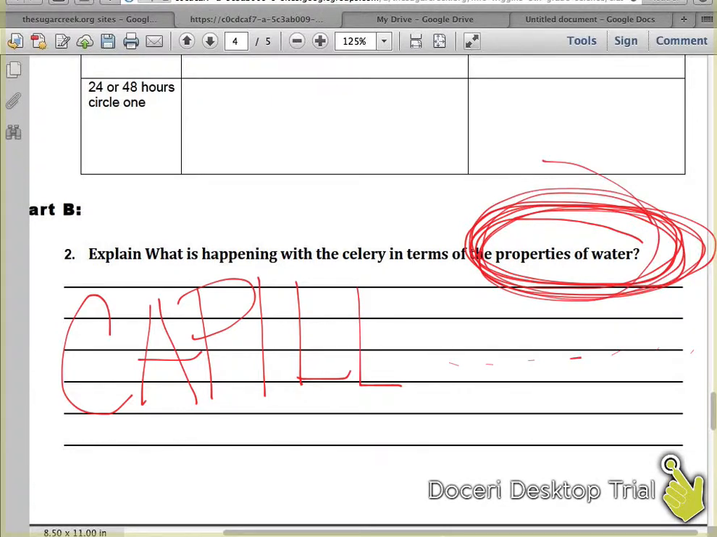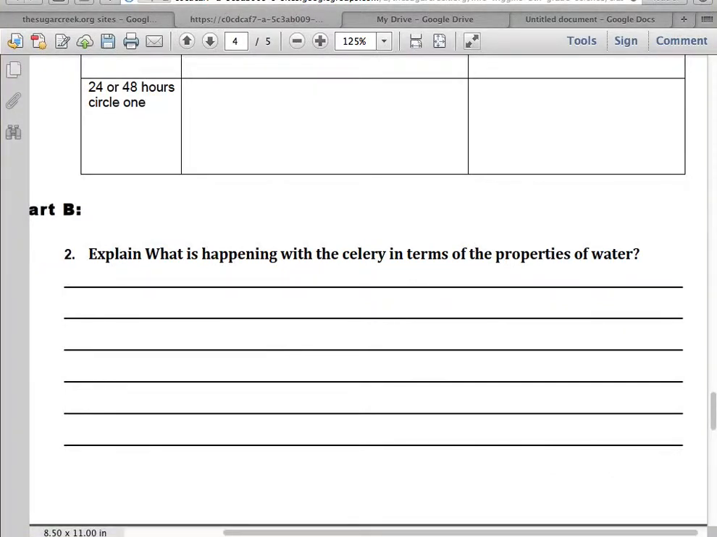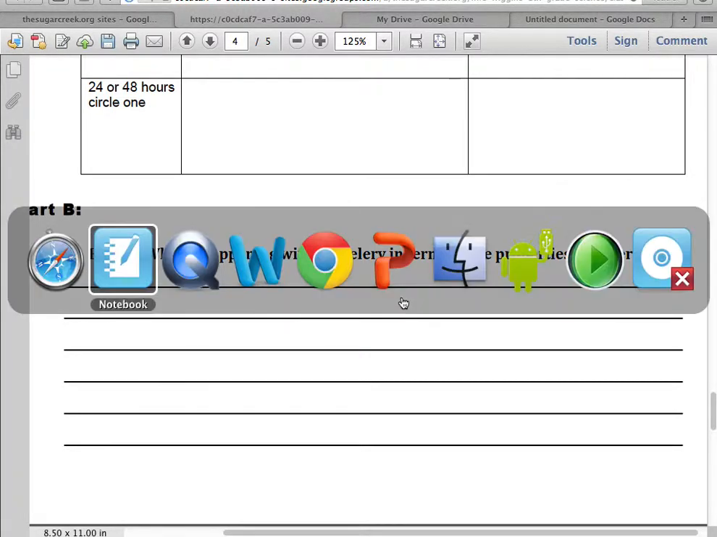Any questions on your lab? No? Okay, very good. Then let's take out our groundwater vocabulary and note sheet.